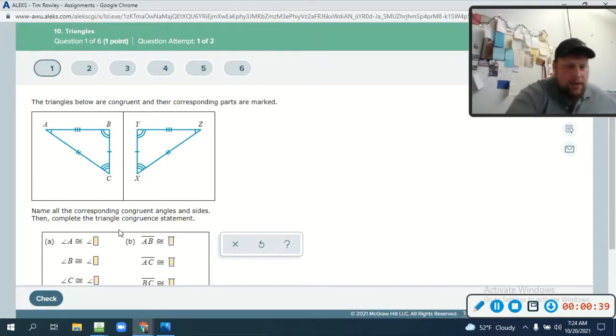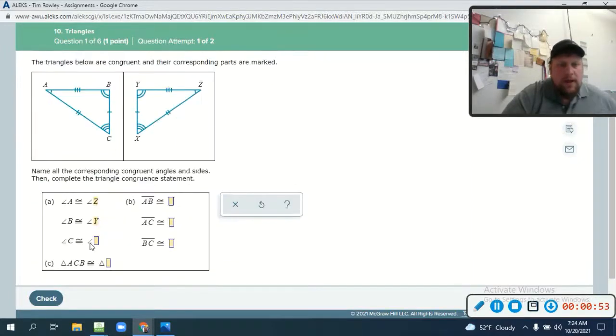And I should probably use capital letters because they're using capital letters. And then we go down. What is angle B congruent to? Well, it has two arcs, so two arcs are on angle Y. And again, angle C has three arcs on it, so does angle X, so that would be angle X. Do you see how we can use the markings to denote the congruency?